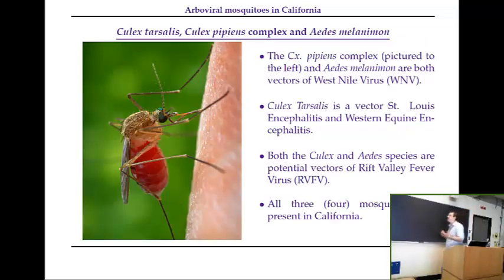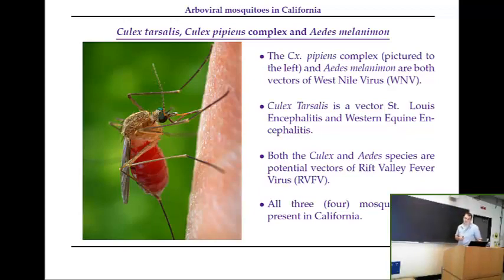So the mosquito vectors we're going to be talking about are Culex tarsalis, the Culex pipiens complex, and Aedes melanimon. The pipiens complex and Aedes melanimon are both vectors for West Nile virus. Culex tarsalis is a vector for several encephalitides. I'm not sure that's the right way to pluralize that.